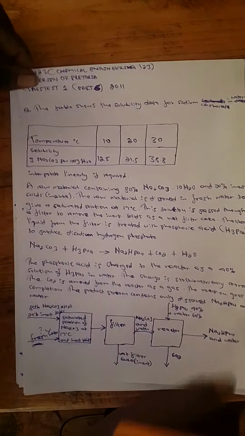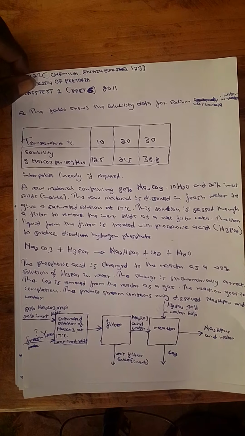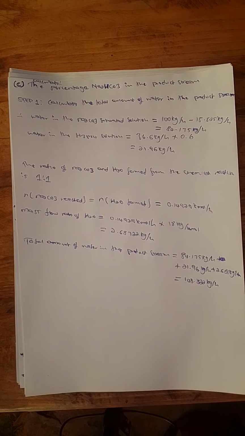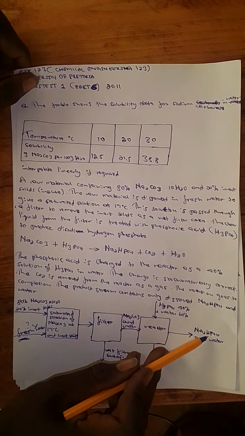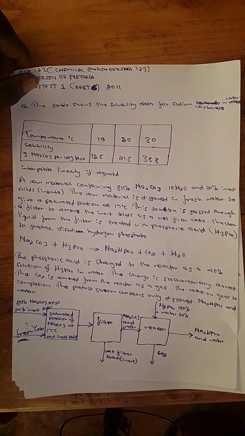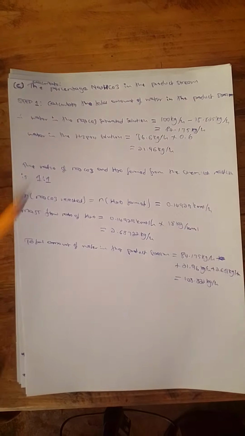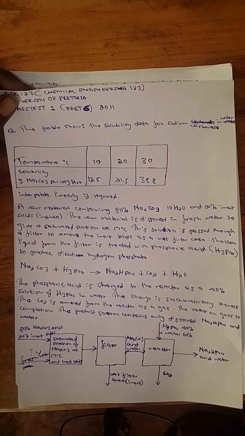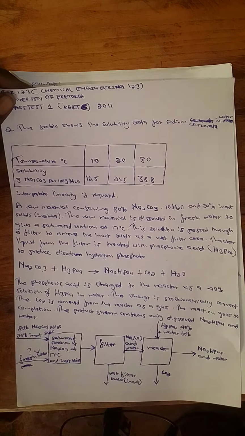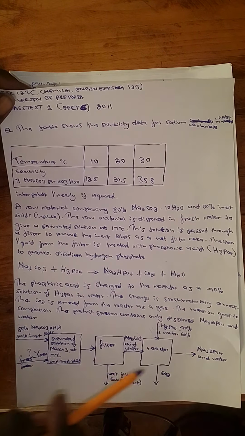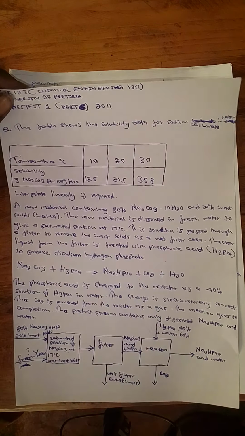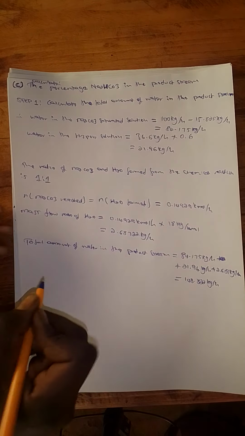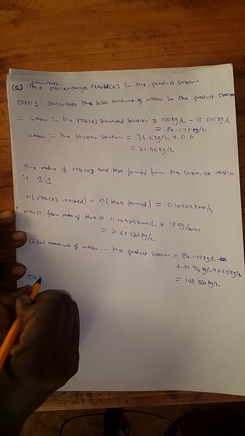So now we know that the total amount of water in the product stream is actually 108.22 kilograms per hour. Now, after we have figured that out, we are going to need to find out how much Na2HPO4 is in the product stream, because remember, the question says they want the percentage of Na2HPO4, which means we need to get the total amount of the whole product stream. But now, at least we've made progress because we figured out all the water. Now we need the Na2HPO4. So this takes us to our step 2.